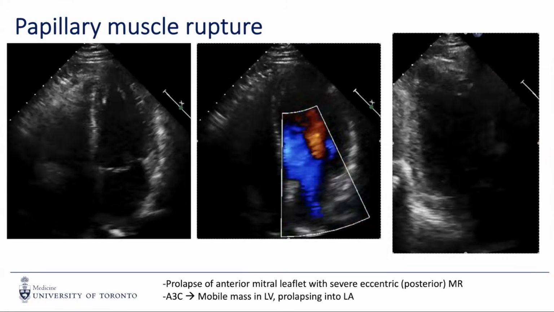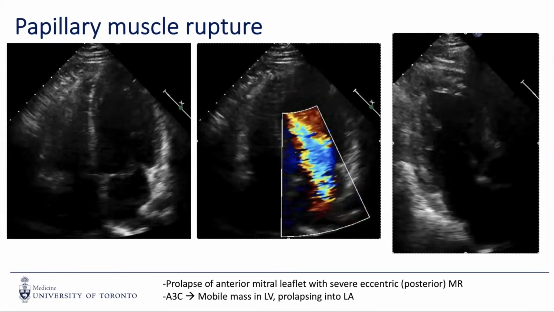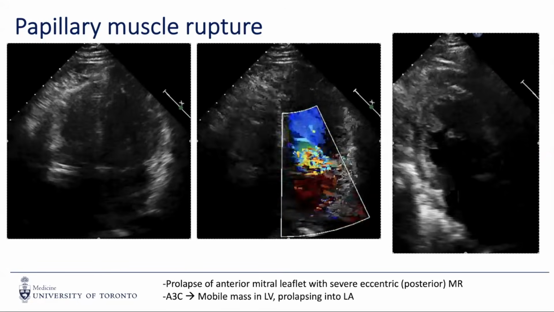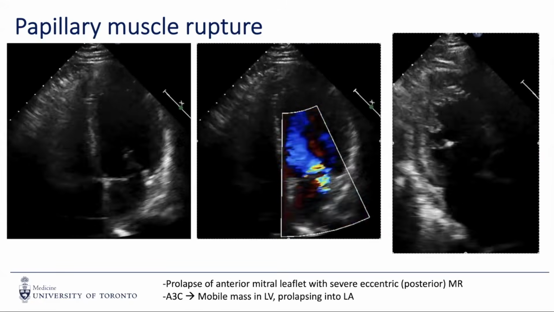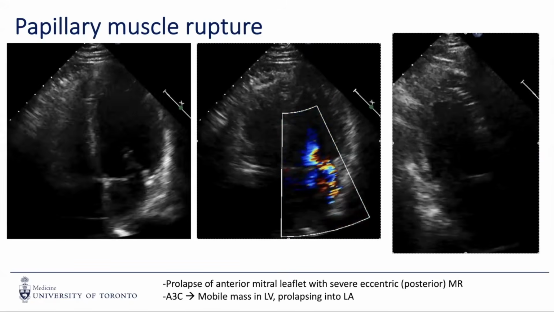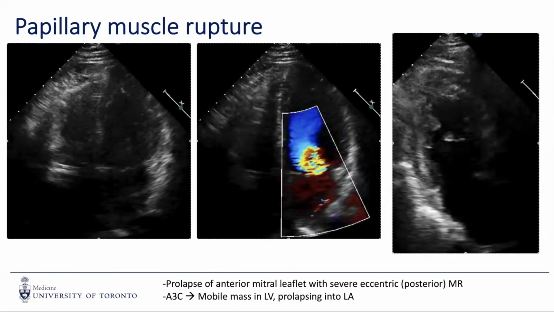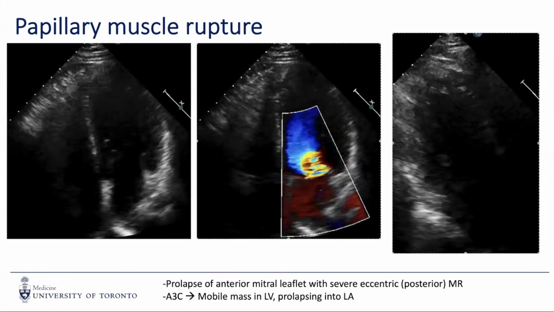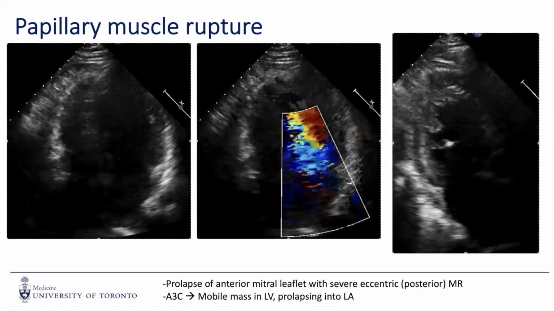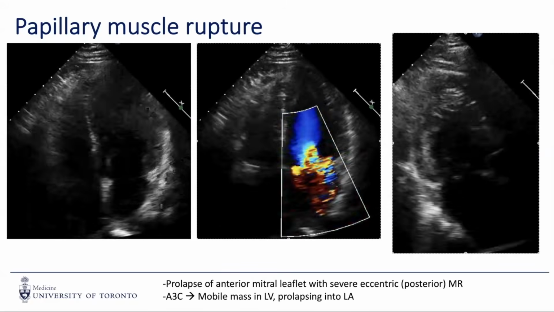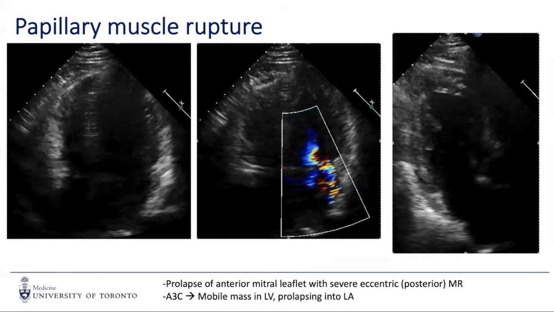Some more pictures from the same case here. Once again, you'll see how the anterior leaflet is prolapsing. You'll see here how the MR is going more posteriorly. And you can appreciate on the right how there seems to be a mass that's coming in and out of view into the LV. This is actually the papillary muscle head bouncing up and down with the actual rupture.